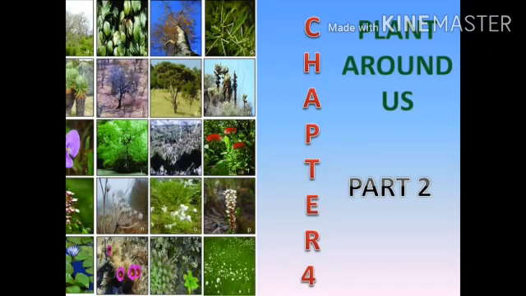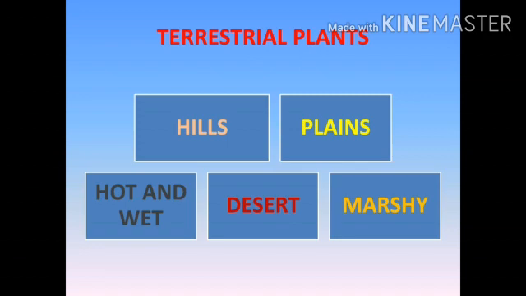Good morning, students. In the previous lecture, we started chapter 4, Plants Around Us, and we discussed the types of plants, terrestrial plants and aquatic plants. We have already discussed the two habitats of terrestrial plants, plants of hills and plants of plains, and I also told you about the difference between plants of hills and plants of plains.